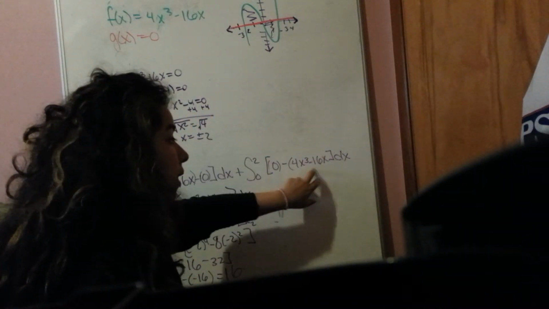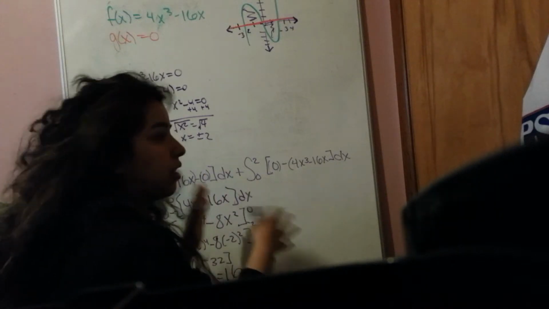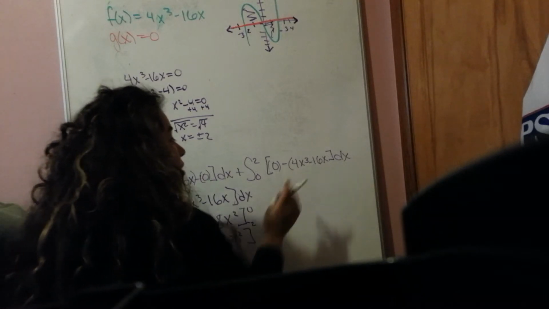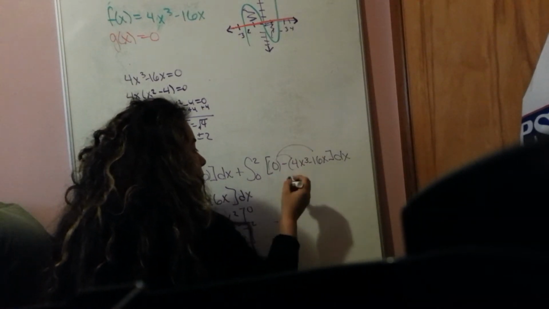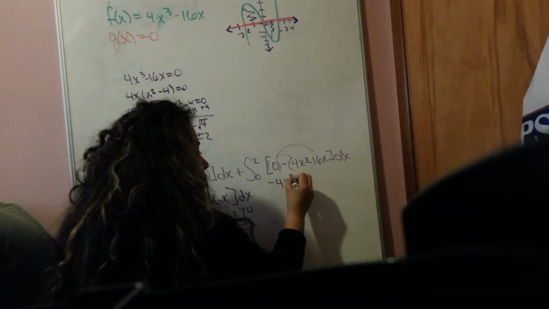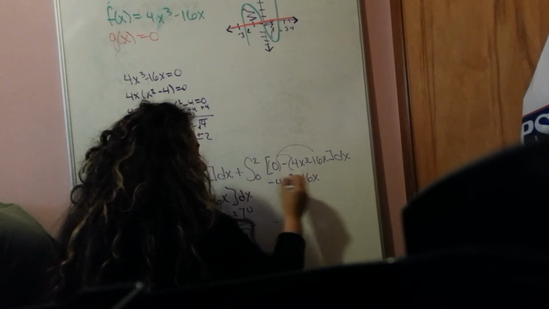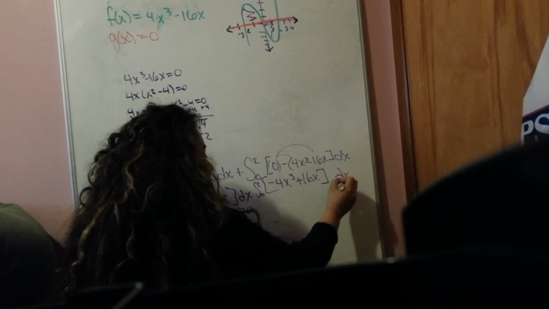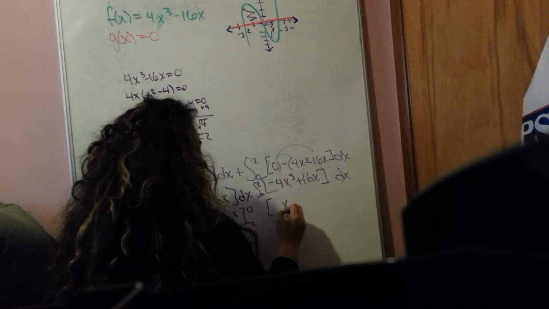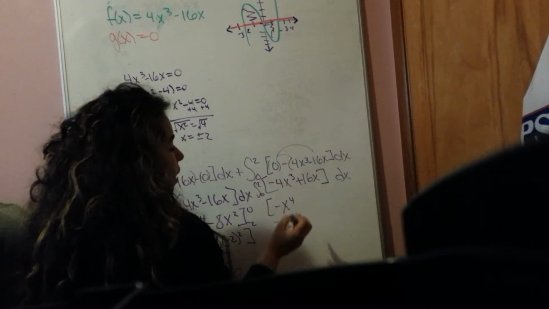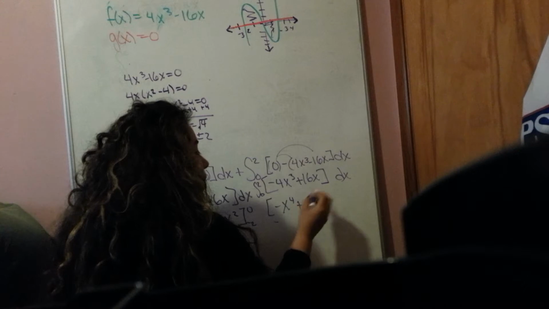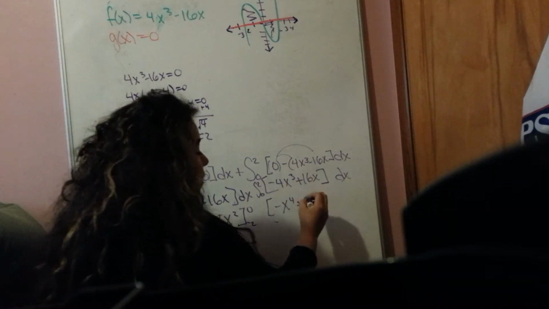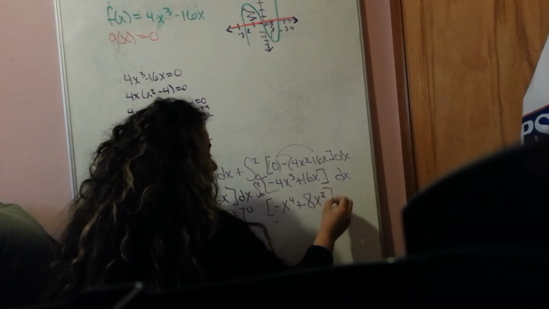Now we have to look at this side. It's better to do each side separately so that you don't get confused, because otherwise you see so many pluses and it gets confusing. So now we're going to do this one. You can distribute, and it's going to be negative 4x cubed plus 16x. You take the antiderivative of this, and it's negative x to the 4th, and then plus x squared divided by 2 times 16, so you get 8x squared, and this is from 0 to 2.